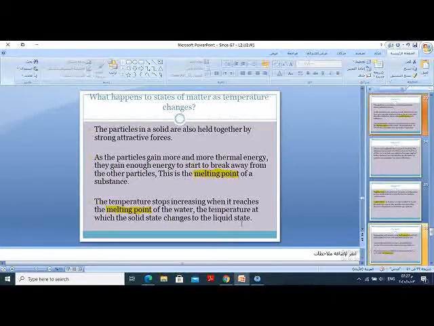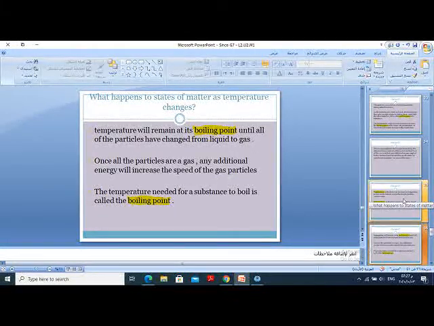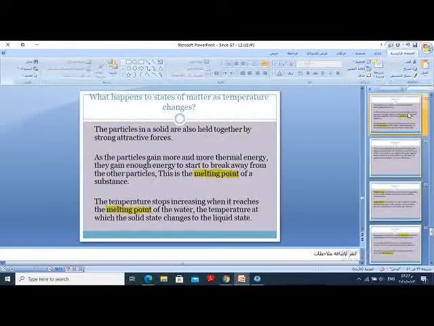The melting point is the temperature when the solid state changes to the liquid state. That's the meaning of melting point.